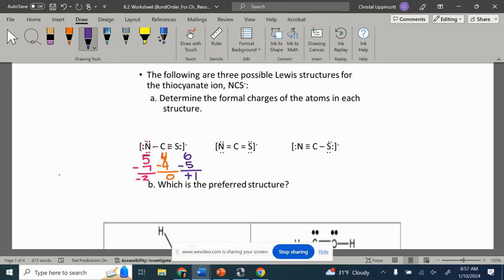I'm confused. Okay, let's do another one then. All right. Nitrogen should have how many? What column is it in on the periodic table, right?